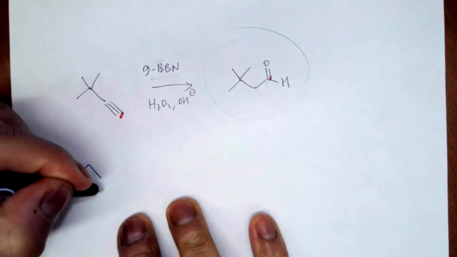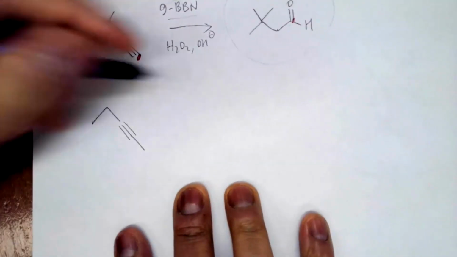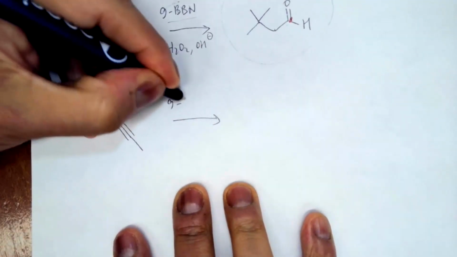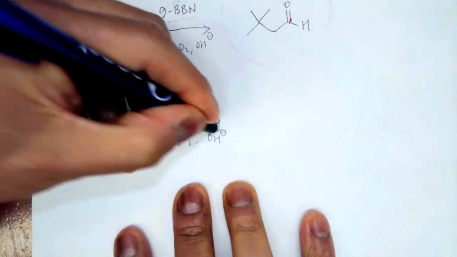What if I don't have Markovnikov, right? Or a terminal alkyne? Can I still do hydroboration? Yeah, you can still do hydroboration. It's only that you will get two products.